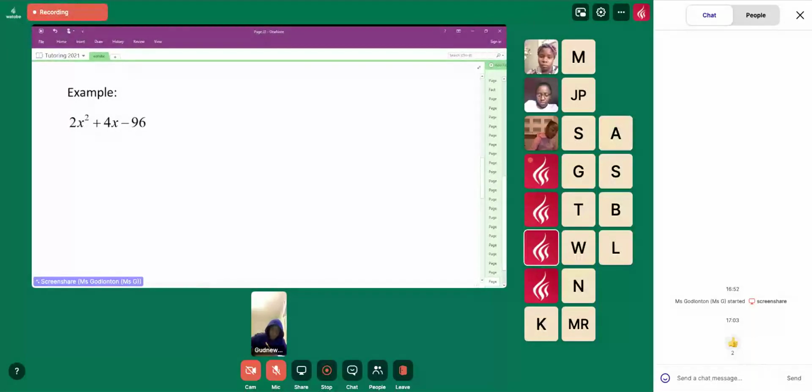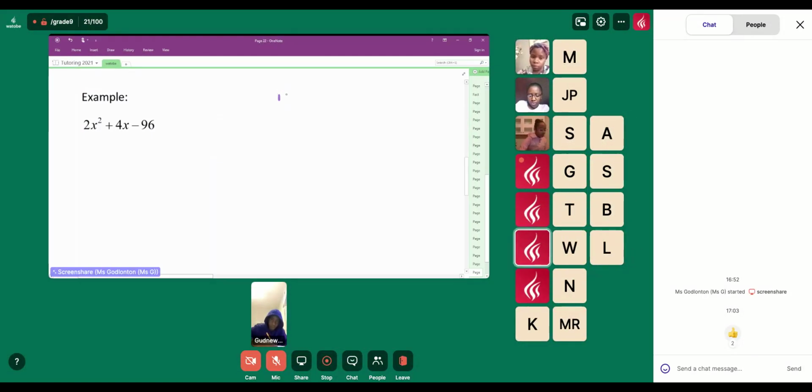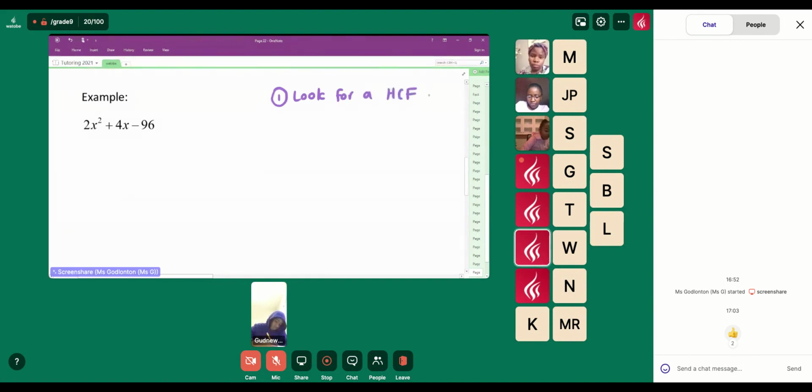Factorize, the first thing we always have to do is look for a highest common factor. Okay, and if there is a highest common factor, we have to take it out. That's our first job. And we'll do that on Thursday when we spend some time looking at different questions. That's going to be the thing I'm going to say the most to you: is there a highest common factor? Because that's what we have to do first.